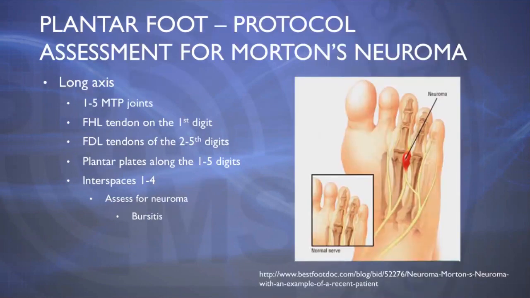So looking at the plantar foot, the protocol for looking for a Morton's neuroma would include, in the long axis, looking at the first to the fifth metatarsal phalangeal joints. When we're looking at the metatarsal phalangeal joints, we're looking at the flexor hallucis longus tendon, which is going to run more superficial to it on the first digit, the flexor digitorum longus tendons from the second through the fifth digits, and we're looking at the plantar plates in all of the digits.